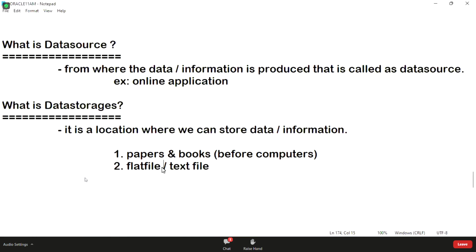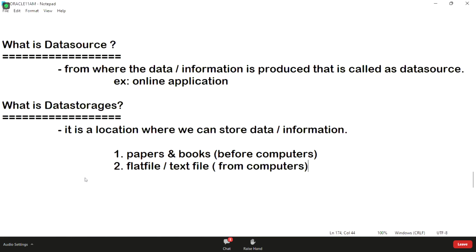So if anybody asks you, what is the default file of the operating system? Text file. This is the default file of your OS, and that is called a flat file. From the time computers were introduced, many companies and organizations moved their business data from books and papers to flat files.